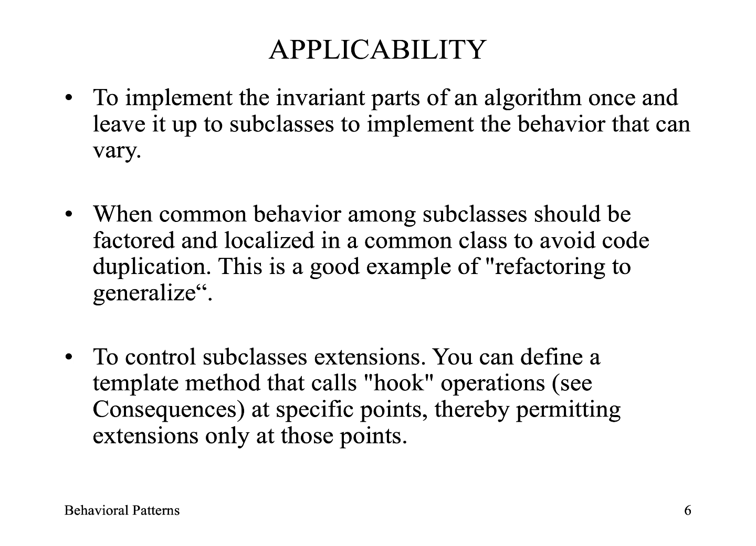So the applicability is, we want to implement the invariant parts of the algorithm once, and then leave the variant parts up to the subclasses to implement. When we want common behavior among all the subclasses. So what we're doing is saying, there's maybe 10 different ways that we could open a file. But if you look at the 10 ways, like 80% of their implementation is actually the same. So, hey, this is how we can pull that common code out and generalize it.